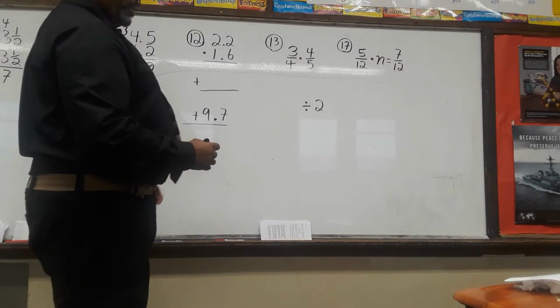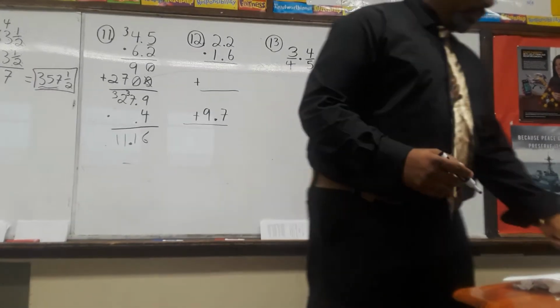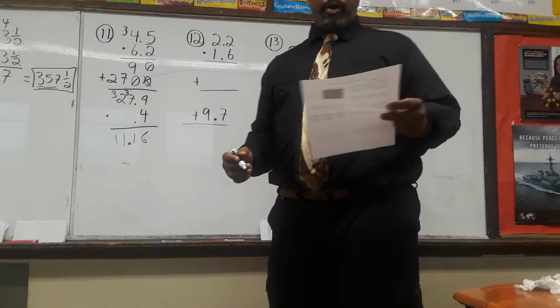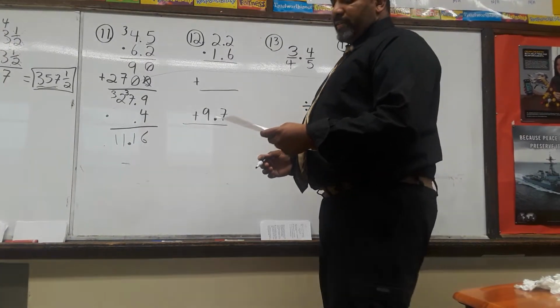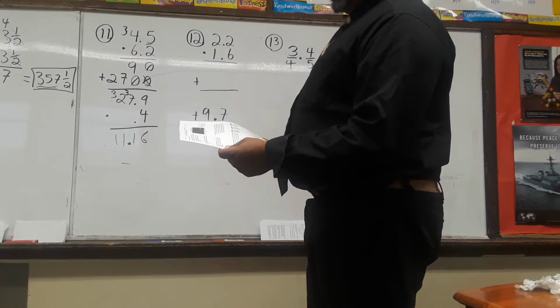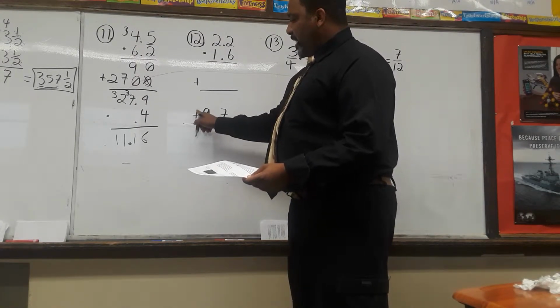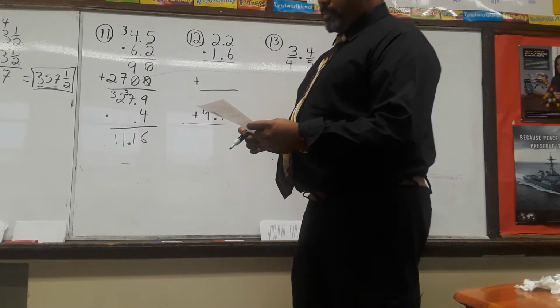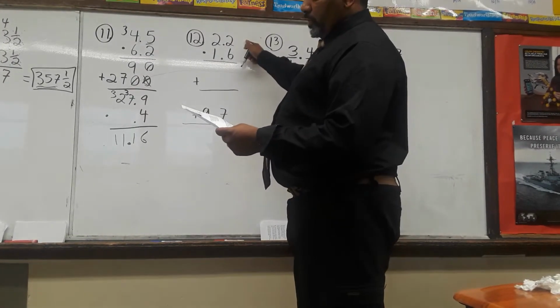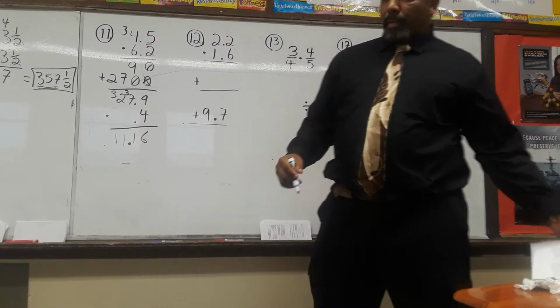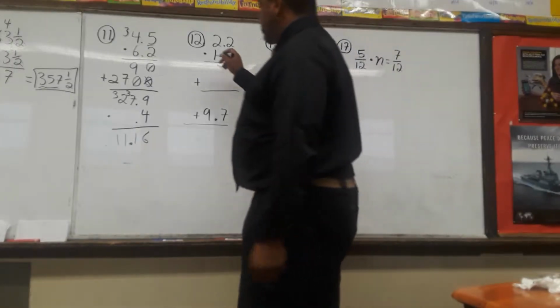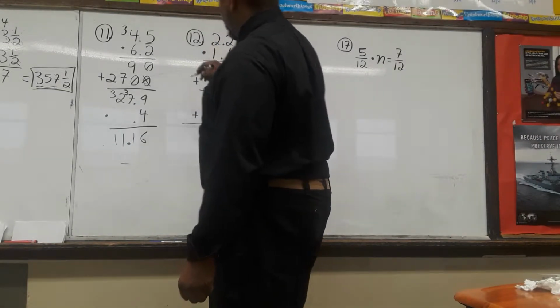Moving on to number 12. What we're told is that the area of the flower garden is 9.7 square meters greater than the area of the herb garden. So that tells us we have to add 9.7 to whatever the area of the herb garden is. And the measurements for the herb garden are 2.2 by 1.6. With that "by," it means we've got to multiply.